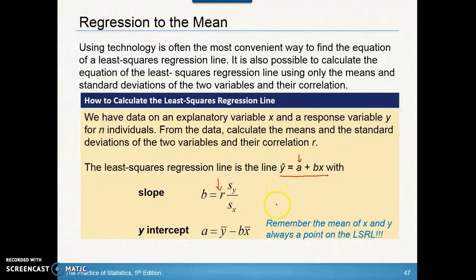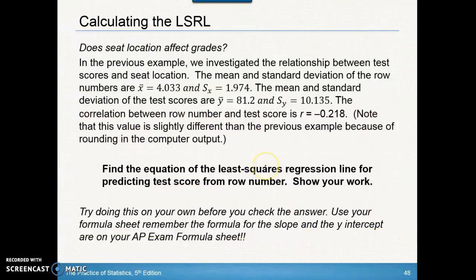Well, how can I find the y-intercept? Well, if x bar and y bar are points on the line, I can go ahead and fill them in for y and x and my slope and solve for my y-intercept. Take a look at this information. So in the previous example, we investigated the relationship between test scores and seat location. The mean and standard deviation of the row are as follows. X bar is 4.033. The standard deviation of x is 1.974. The mean and standard deviation of the test scores, or your y's, are y bar is 81.2 and standard deviation of y is 10.135.